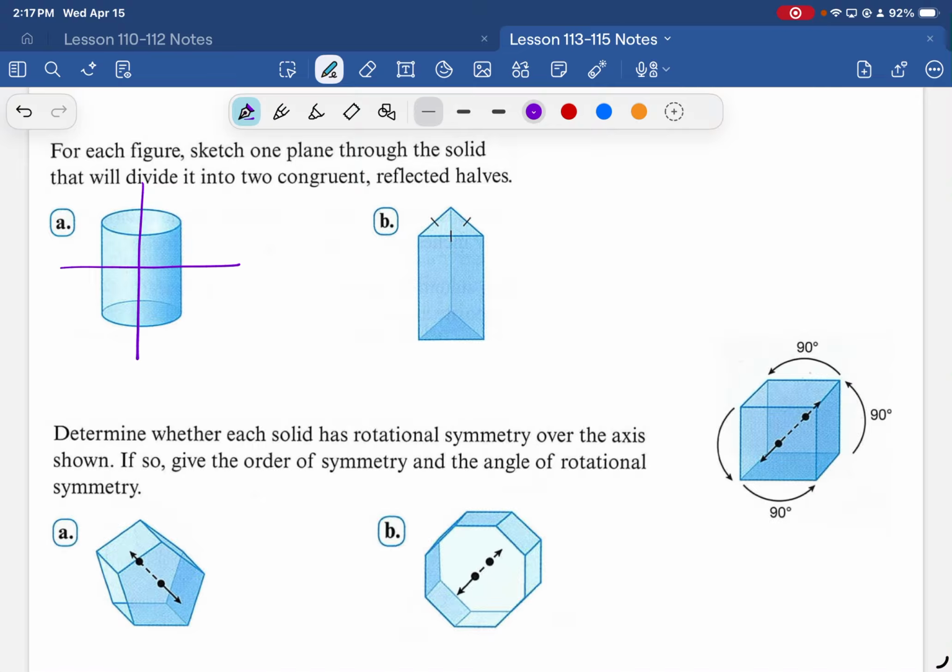Same thing with the triangular prism. You could have gone vertical, right? It's still reflected and it's congruent. Or you could have gone horizontal. Super simple.